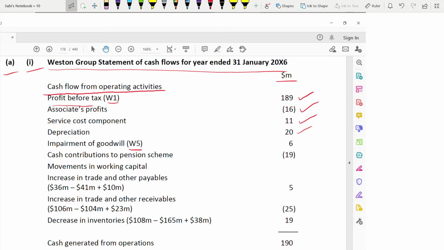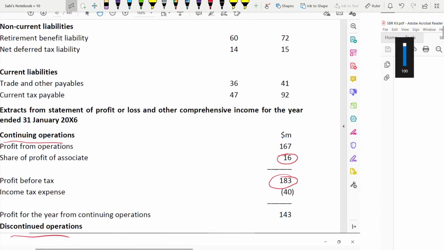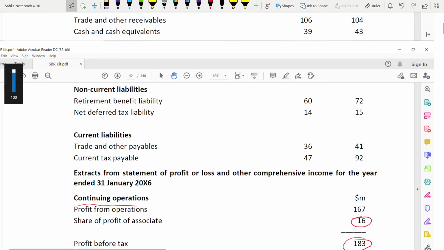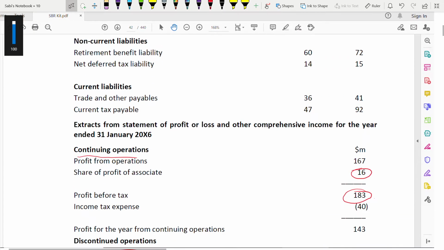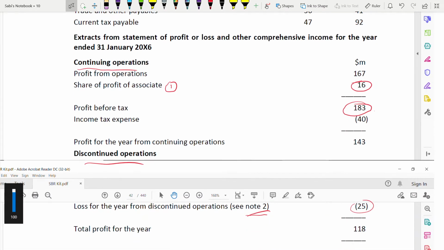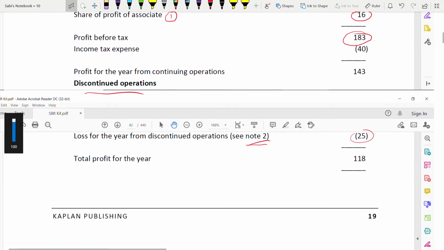Cash contribution to pension scheme. Okay, let me tell you how to start the cash flow from operations, because there are so many things you might get confused. The best way to start is from the notes. First of all, look at your income statement, profit or loss and other comprehensive income, and see what the profits and expenses are. First, do the adjustments. For example, the first item was share of profit of associate, deducted. Then profit before tax was the first, and then this was second. Then there are no other items.